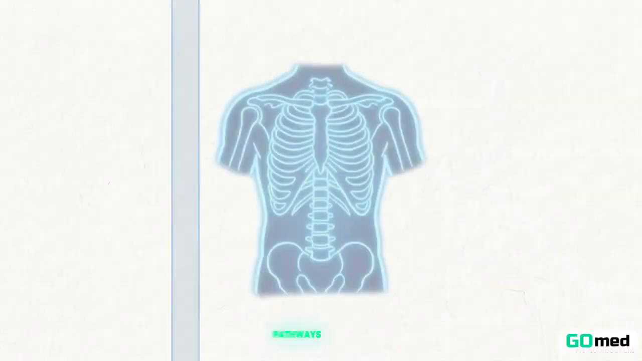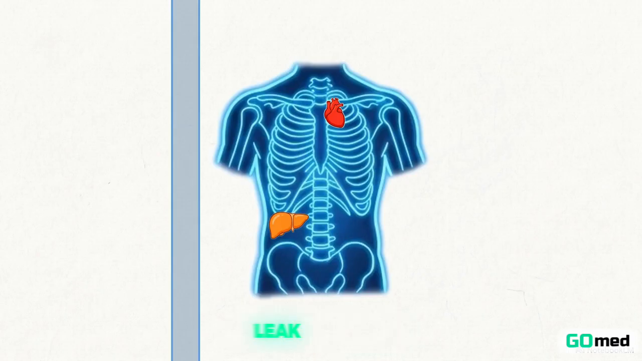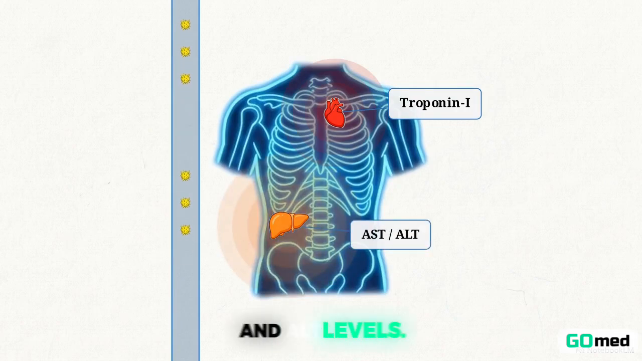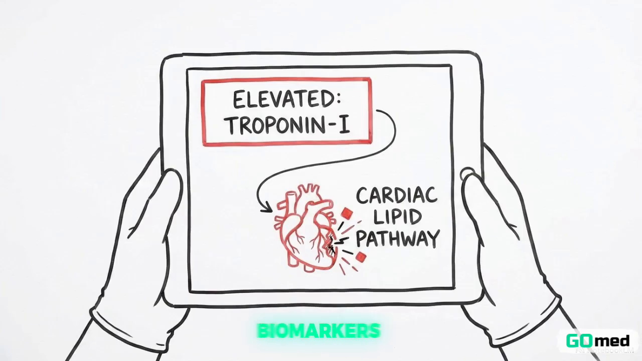When these biochemical pathways fail, damaged cells leak specific enzymes into circulation. Necrotic heart muscle releases troponin I, while hepatic injury is marked by elevated AST and ALT levels. Identifying these blood biomarkers allows for the precise diagnosis of which underlying metabolic branch has collapsed.